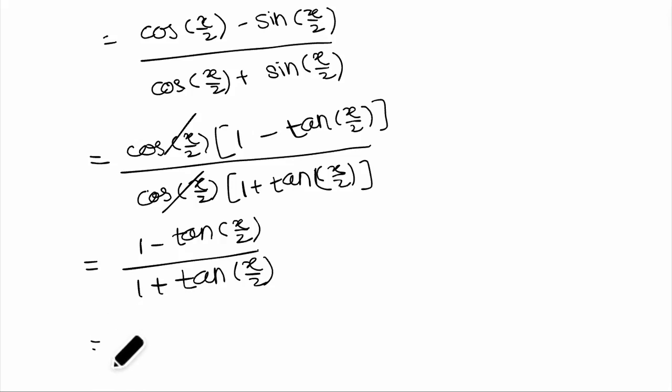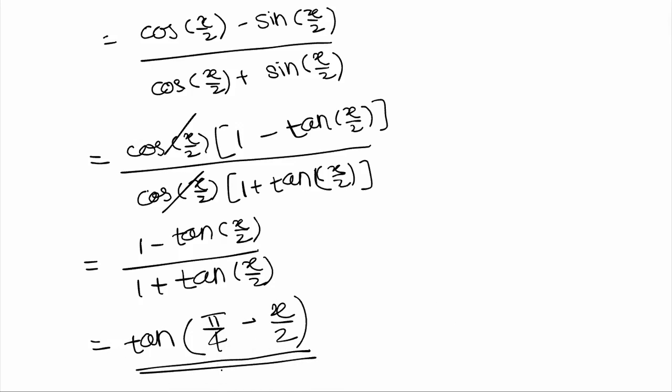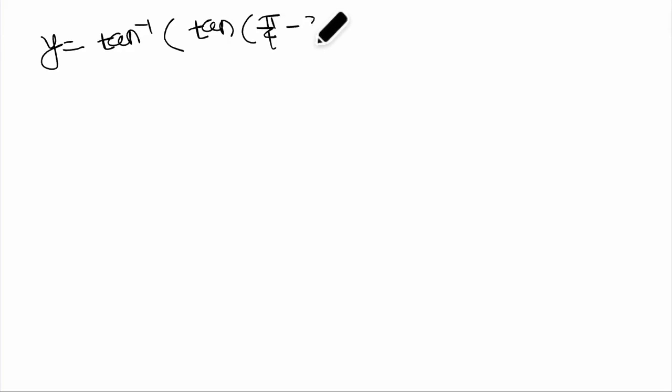So guys, this is the expansion of tan of (pi by 4 minus x by 2). The expansion of tan of (pi by 4 minus x by 2) is (1 minus tan x by 2) upon (1 plus tan x by 2). So we substitute this value in equation 1. What is the given equation? y equals tan inverse of, instead of sec x minus tan x, we can write tan of (pi by 4 minus x by 2).